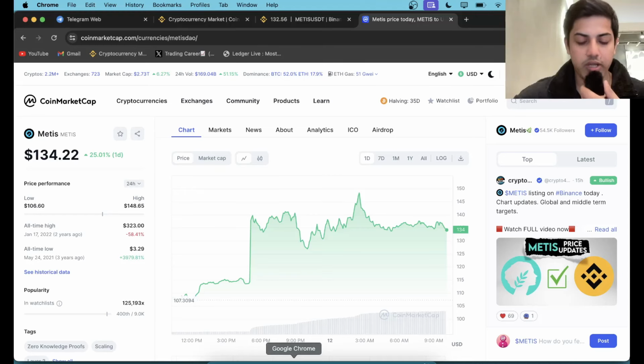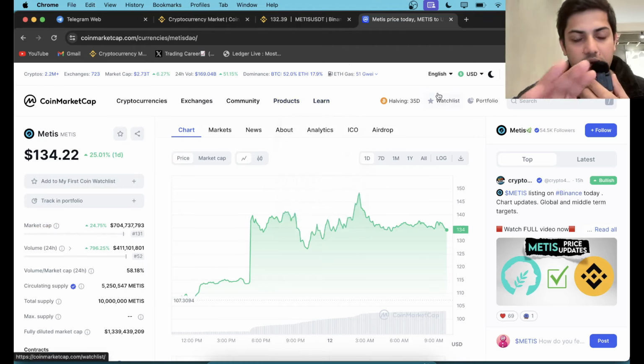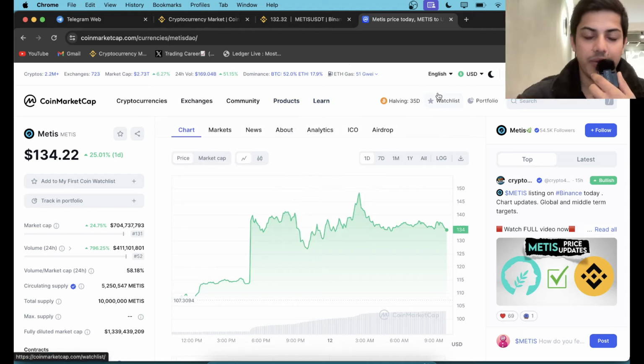Hi everyone, let's talk about METIS token. In the last 24 hours it pumped over 30%. Is it worth buying? Let's figure out what's in the chart. But before getting into the technical side, let's talk a bit about the fundamentals, because that drives a project.